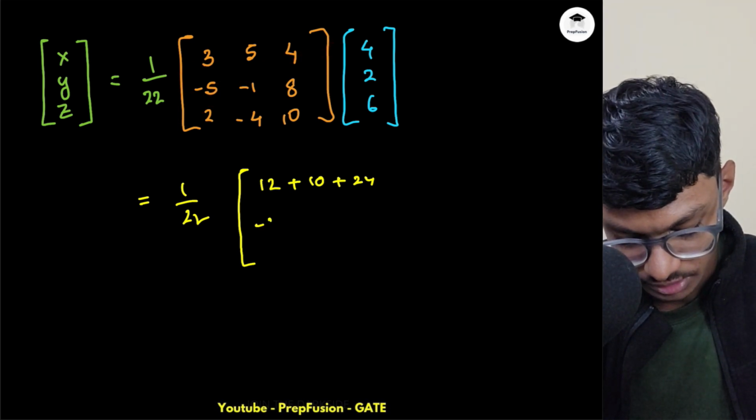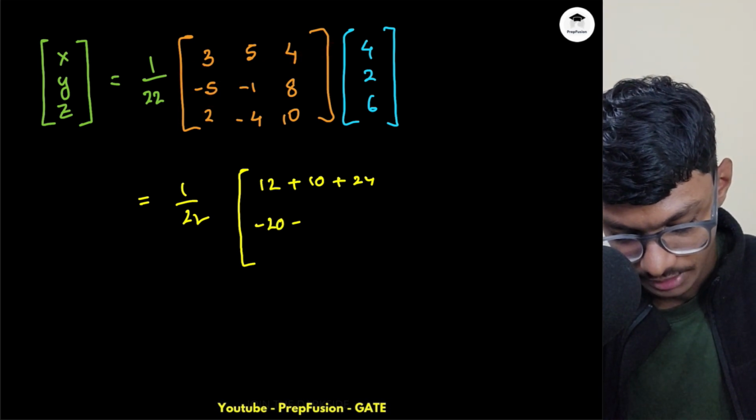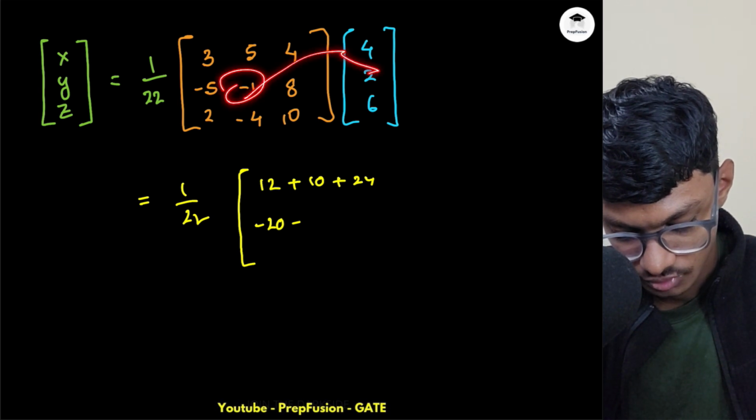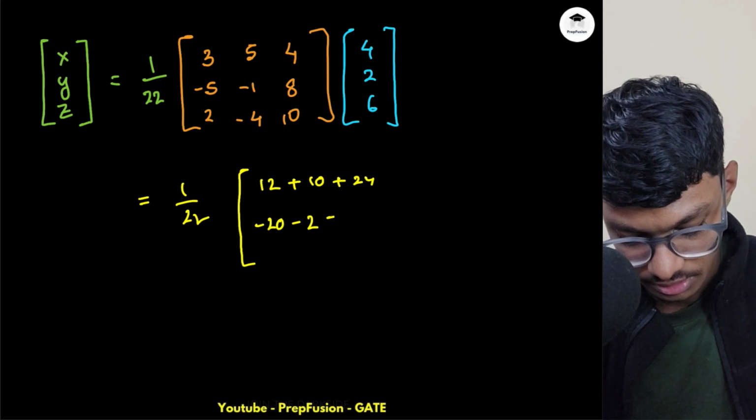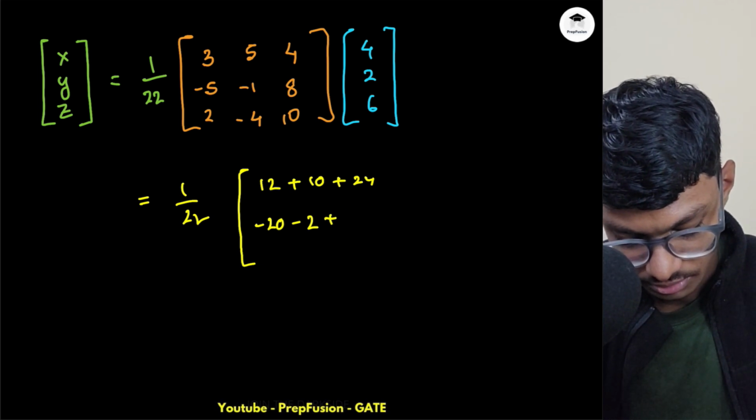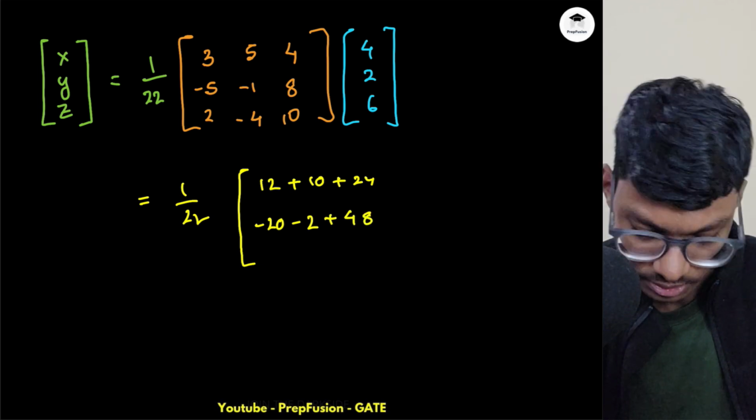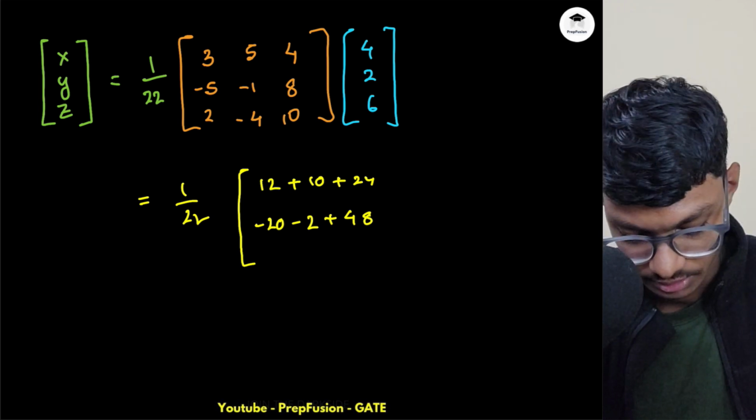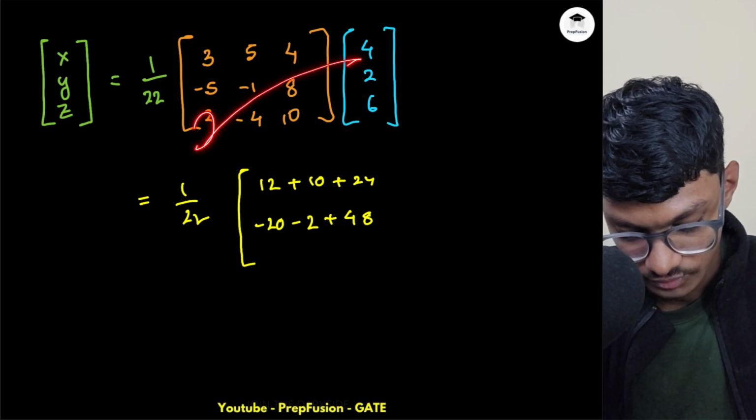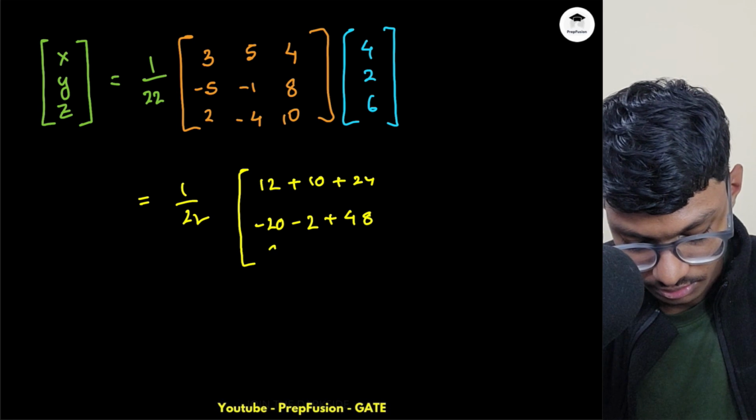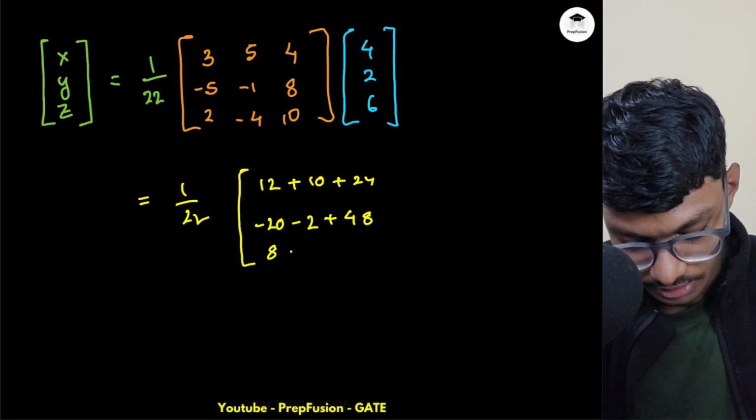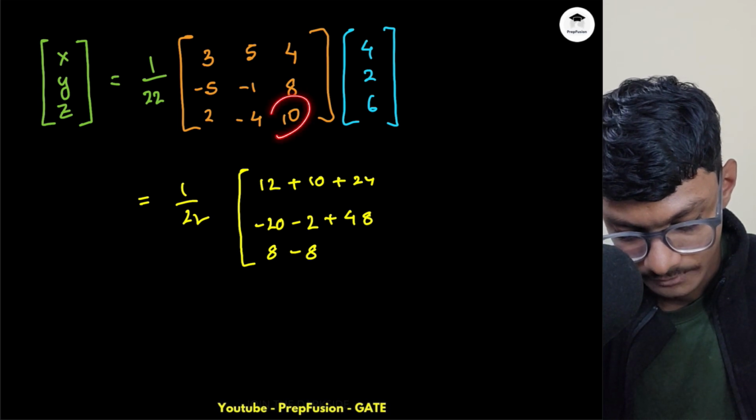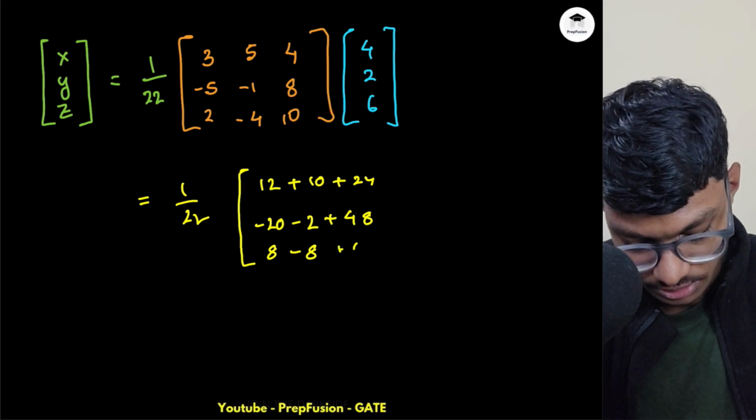Minus 5 into 4 is minus 20. Minus 1 into 2, this is minus 2. Then 8 into 6, which is 48. Okay, 48, yeah, correct. Now this 2 times 4 is 8 only, and minus 4 times 2 is minus 8 only. Okay, and 10 times 6 is plus 60.